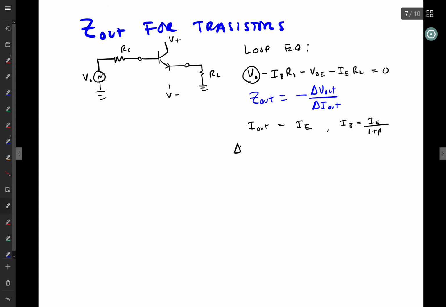So delta V naught is going to be equal to 0. That's going to be then followed by delta IB times RS and a delta VBE and a delta IE times RL. So this essentially here, this piece on the end, which the whole thing is equal to 0, represents the change in the output voltage, because the voltage that you see on the output is going to be given by delta IE times RL. So this is also delta V out.